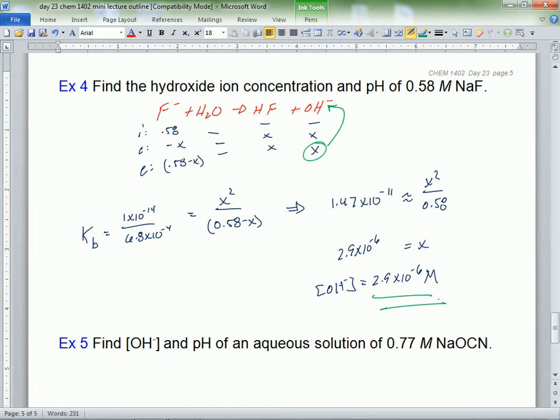This is your hydroxide concentration, right? So find the pOH. pOH is negative log of OH. So 2.9 times 10 negative 6. Take the log of it. Around 5.54 or so. So then my pH, 14 minus that, around 8.5.